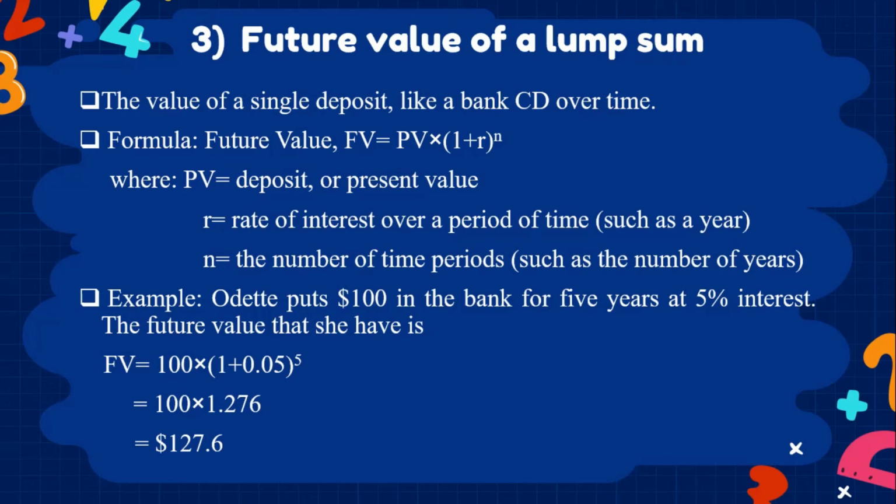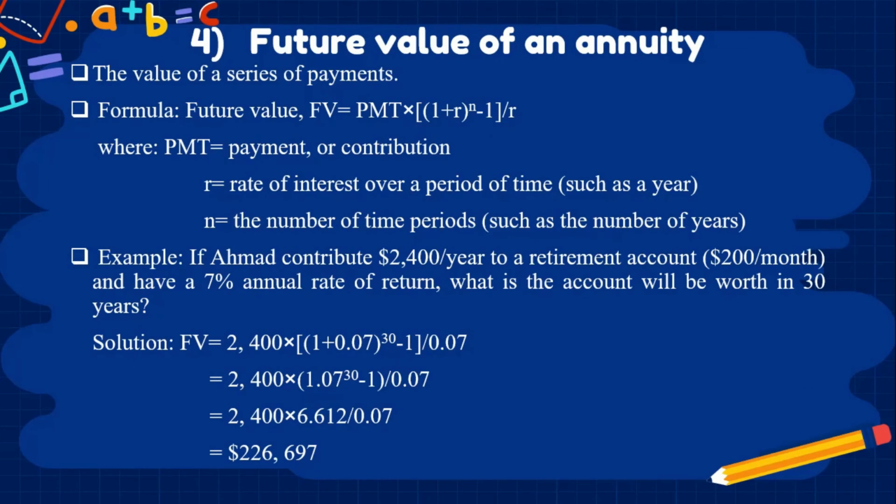For example, Odette put $100 in the bank for 5 years at 5% interest. So we can calculate the purchase value by FV is equal to 100 multiplied by 1 plus 0.05 to the power of 5. After that, we can get 100 multiplied by 1.276. And the final answer that we can get is $127.6.